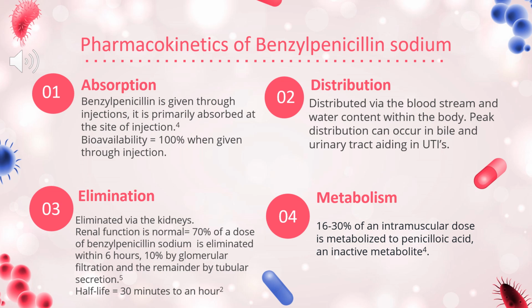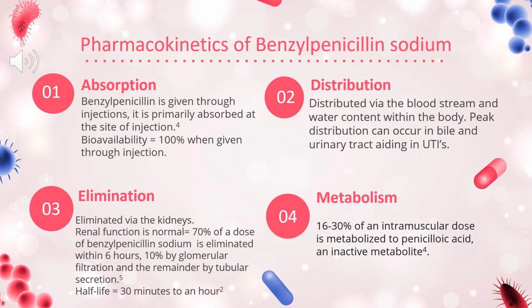Elimination. Benzylpenicillin sodium is primarily secreted by the kidneys, specifically through glomerular filtration within the renal tubules. If renal function is normal, 70% of the dose of benzylpenicillin sodium is eliminated within the first 6 hours, 10% by glomerular filtration, and the remainder by tubular secretion. Benzylpenicillin sodium's half-life is between 30 minutes and an hour in healthy patients.